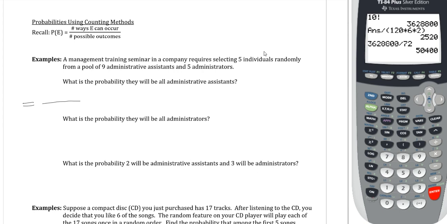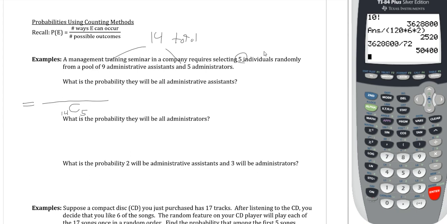The way we want to do this is first looking at the denominator. On the denominator, we want to see how many different possible outcomes there could be. Well, overall, we are selecting 5 individuals from a pool of 14 total people. Therefore, the number of possible outcomes on the bottom should be how many ways I can select 5 people out of 14 total. I don't have any indication here that order matters, therefore this is going to be a combination where of 14 people I'm selecting 5.